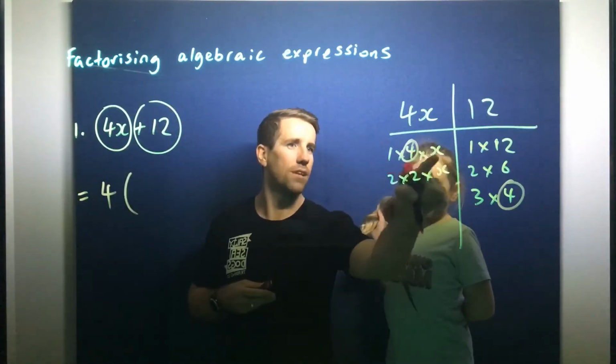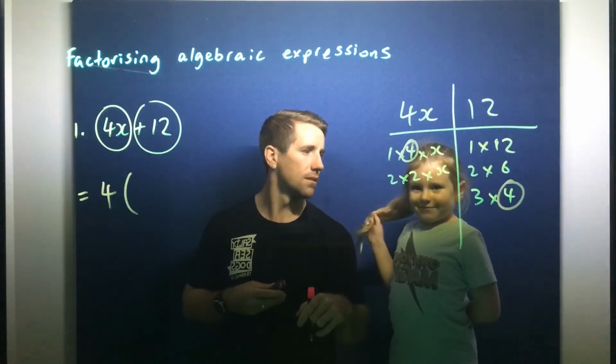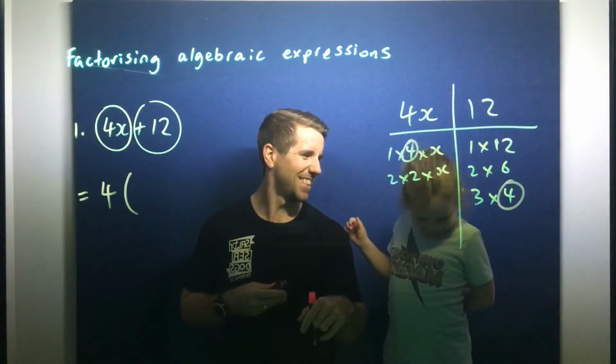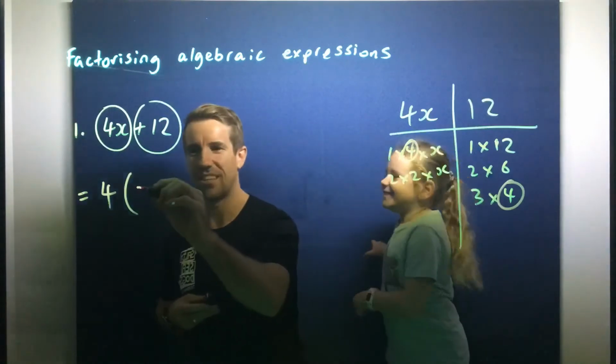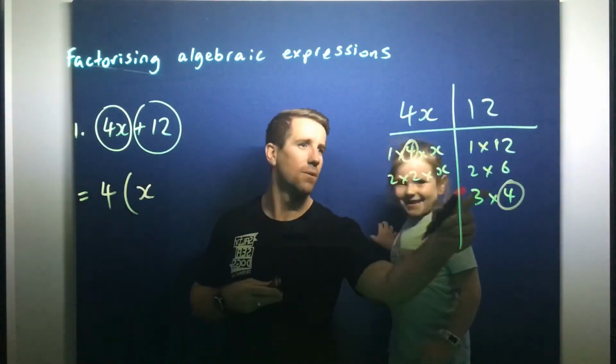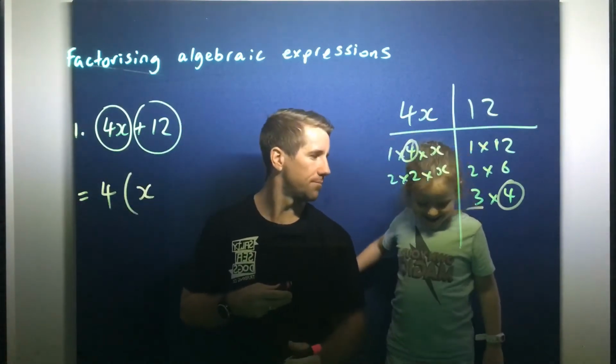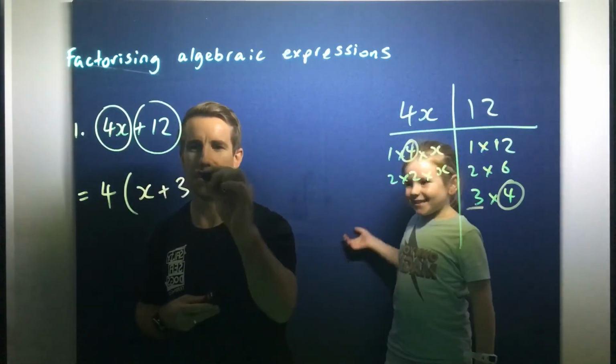Imi, what's left over on the left-hand side here? X. Good girl. So that's our first term inside our brackets. What's left over on the right-hand side here? 3. So we're going to go plus 3 here.